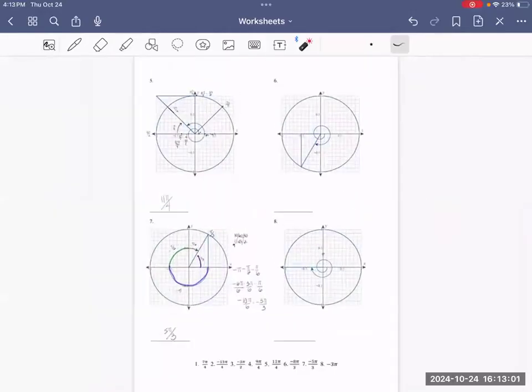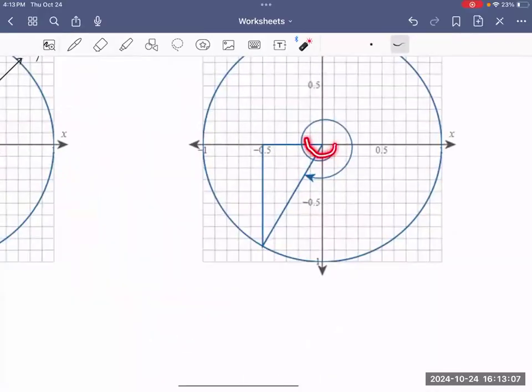So hopefully you found that video informative. Again, here's the answer key. Anytime you go over a full revolution, that is going to be considered a 2 pi amount. And then we have to just keep traveling.